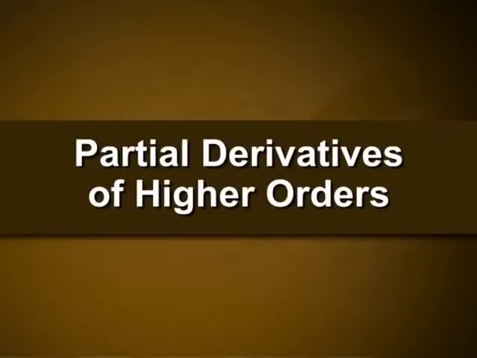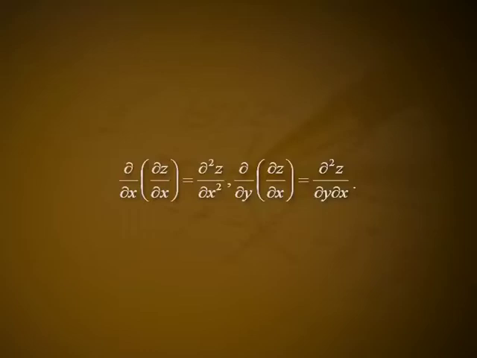Partial derivatives of higher orders. We can form partial derivatives of the first order partial derivatives just as we formed those of f. Thus, we have ∂/∂x of ∂z/∂x and ∂/∂y of ∂z/∂x, or equivalently f_xx and f_yx, called the second order partial derivatives of f. We write ∂/∂x of ∂z/∂x is equal to ∂²z/∂x² and ∂/∂y of ∂z/∂x is equal to ∂²z/∂y∂x.